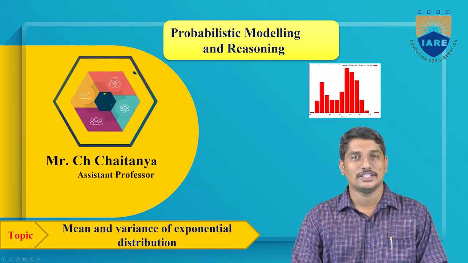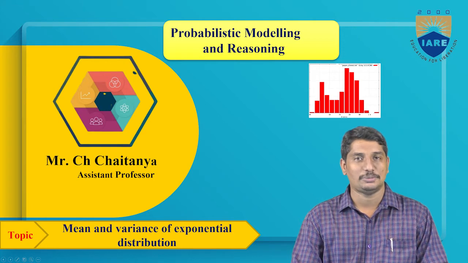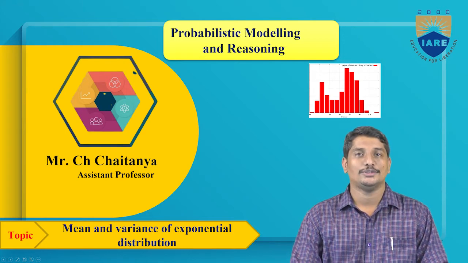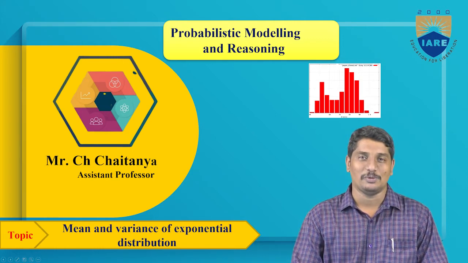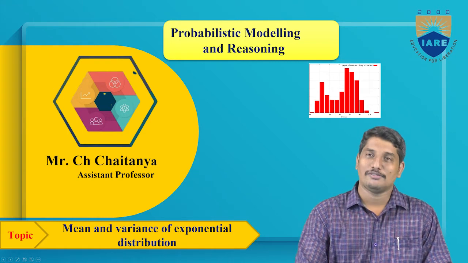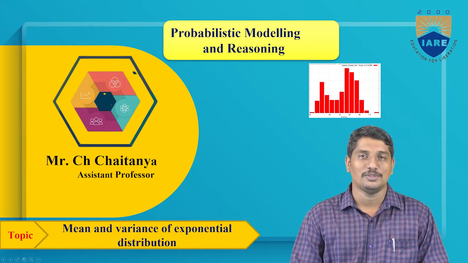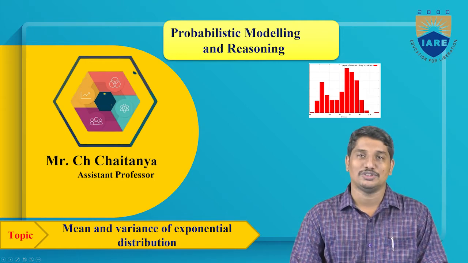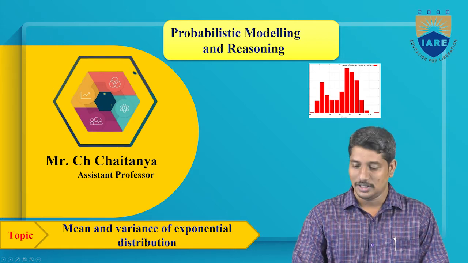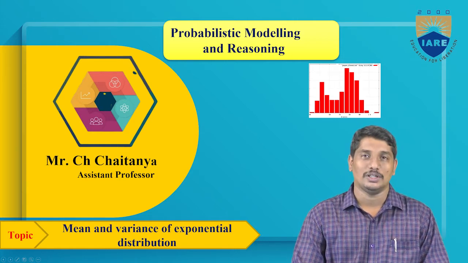Today, we are going to discuss some key elements of exponential distribution, that is, derivation of mean, derivation of variance, and some applications of exponential distribution in finding real-time probabilities. So, as a part of our curriculum, probabilistic modeling and reasoning, we are in module 2 and we are going to discuss the topic mean and variance of exponential distribution and applications. Let us look into the things one by one.